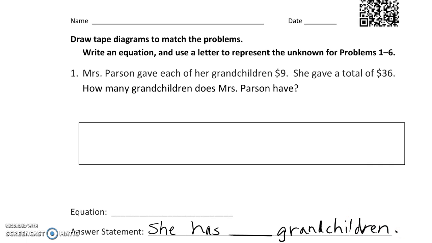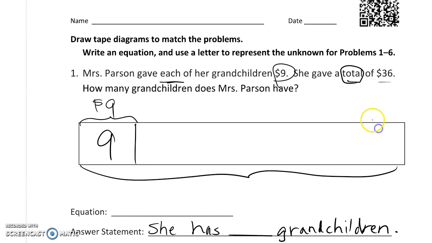Period. Okay, so let's figure it out. Well, she gave each child $9. So we know that this is where we label our each. That's our size of our group. Each get $9. So that I know. She gave a total, another clue word, $36. So I'm going to label the total down here. So this tells me I have to count by nines until I get to 36.